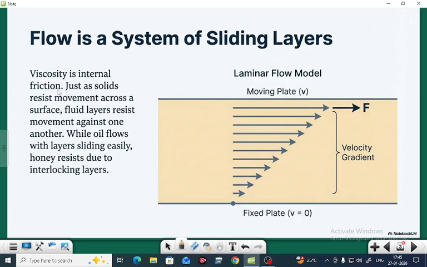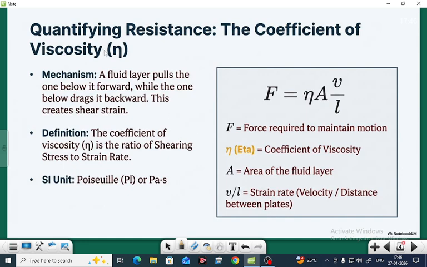Viscosity is internal friction. Just as solids resist movement across a surface, fluid layers resist movement against one another. While oil flows with layers sliding easily, honey resists due to interlocking layers. Quantifying resistance: the coefficient of viscosity, eta.